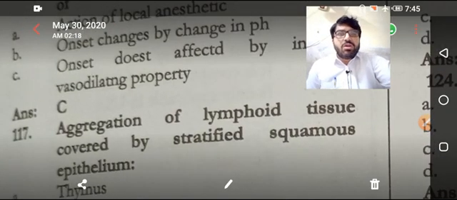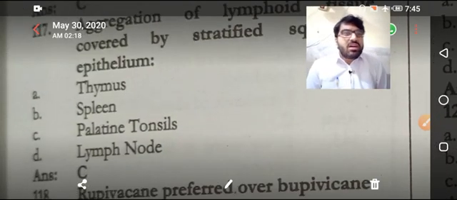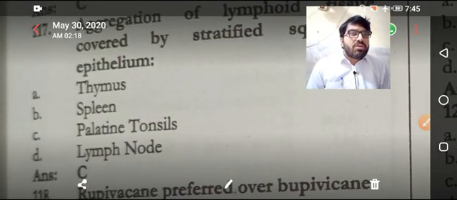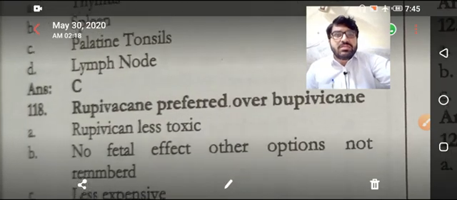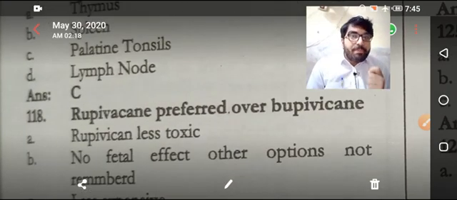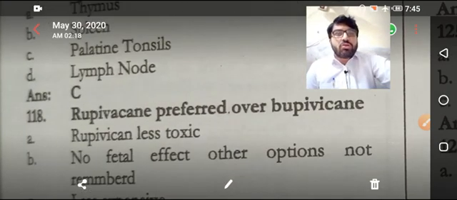Aggregation of lymphoid tissue covered by squamous epithelium, that is a clear-cut MCQ, that is palatine tonsil. Bupivacaine preferred over lignocaine because it is less toxic? Option A is right.